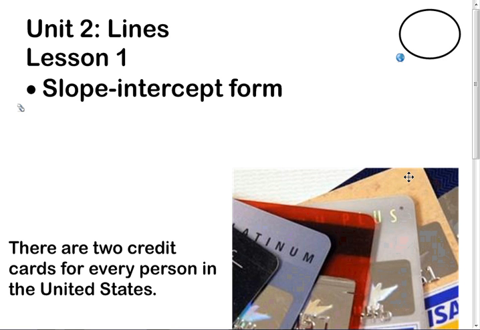Okay, did you know there are 2 credit cards for every person in the U.S.? I probably have 8, at least.